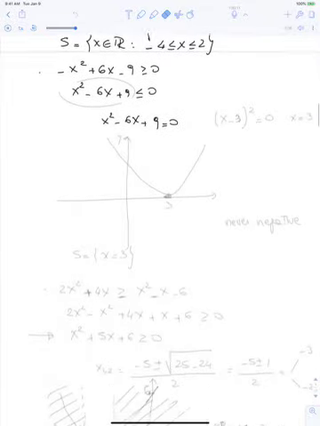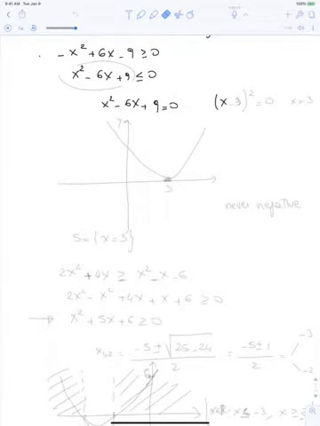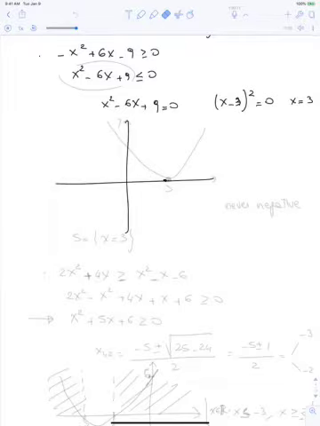This one here is pretty easy because it can be written as x minus 3 squared equals 0. So we get x equal to 3. So we have one identical solution. Now let's draw the parabola. It simply means that the parabola is going to be tangent to the x-axis in 3.